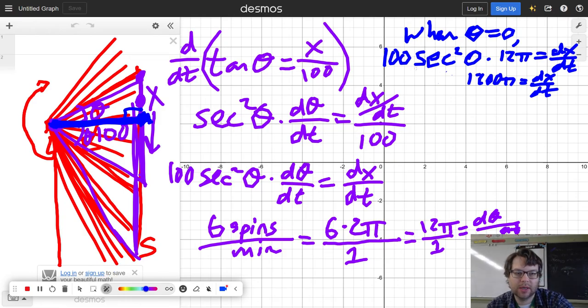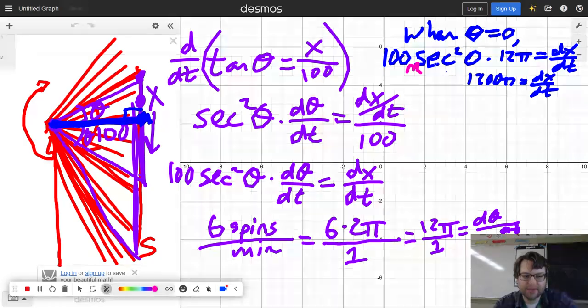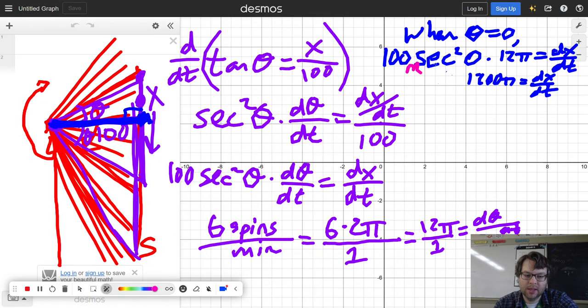I know that 100 was measured in terms of meters, so I'll stick a meters unit on there. 100 meters. I know that secant squared does not have any units on it because secant is a ratio of sides of a triangle. If you think about secant, secant is the reciprocal of cosine. Cosine is adjacent divided by hypotenuse. So cosine is already unitless because it's meters divided by meters. Secant is also unitless. Now, 1200 or 12 pi over here, I wrote it in terms of theta per second.